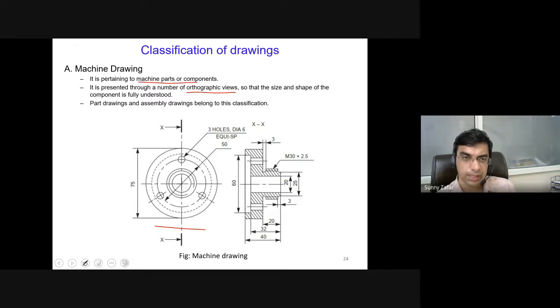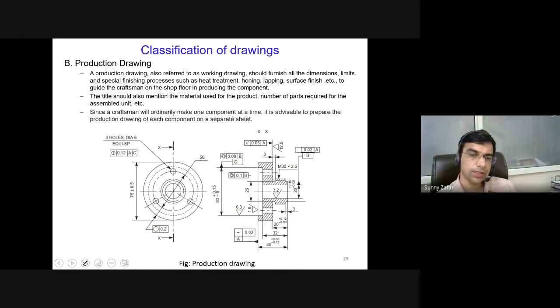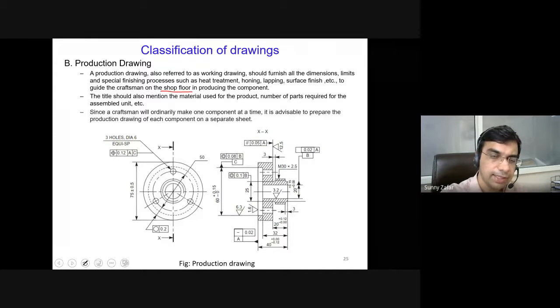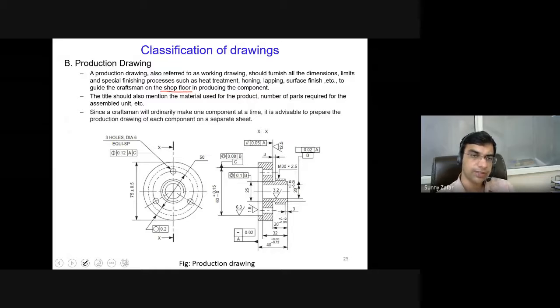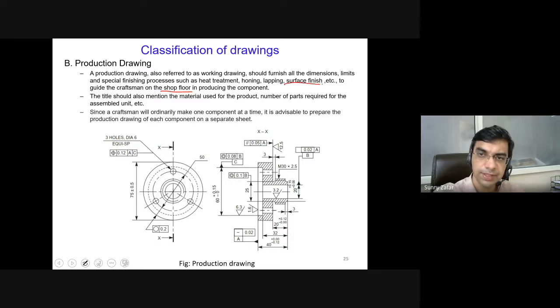The other type of drawing that we have to deal with in this course is the production drawing. Production drawings are slightly different from machine drawings, because a production drawing has the complete information for producing a part on a shop floor. The shop floor is basically a place where the actual manufacturing of any part takes place. Other than the details of dimensions, a production drawing should have other details, including the details of surface finish. What type of surface finish is required?